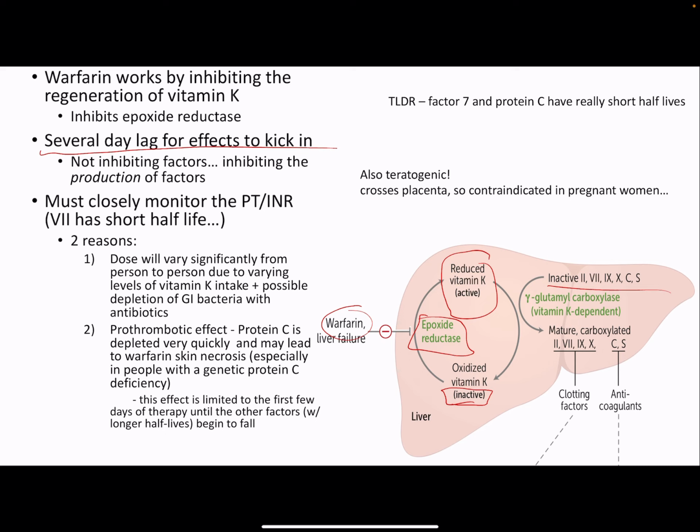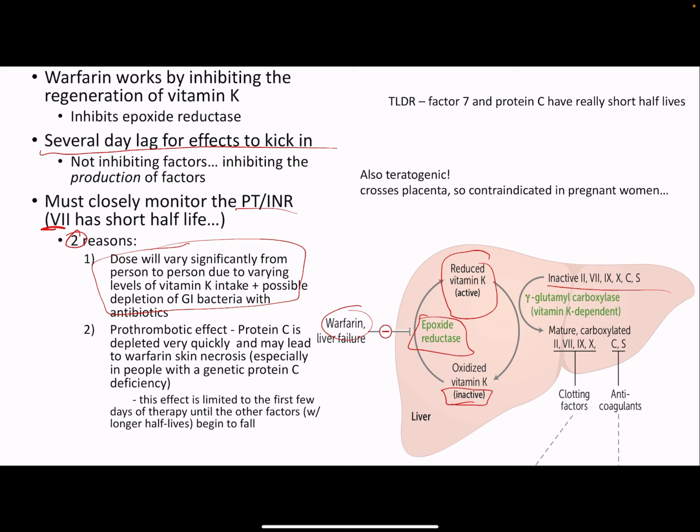Now, when you administer warfarin, you have to closely monitor the PT-INR. This is for 2 reasons. Again, the PT, not the PTT, because 7 has the shortest half-life, so that's the one that's most affected. First of all, the dose is going to be difficult because it's going to vary from person to person. How much vitamin K is your intake? Are you taking antibiotics? Is that depleting your GI bacteria, which makes a lot of the vitamin K, et cetera?